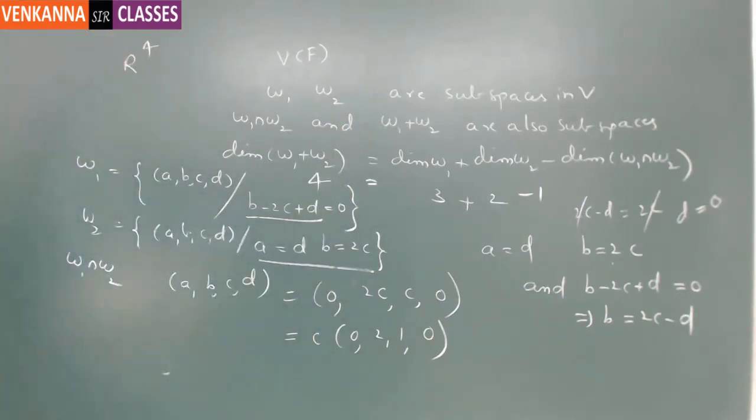So dimension of W1 plus W2 is equal to dimension of W1 plus dimension of W2 minus dimension of the intersection. So please take a note of that. So in this way we solve the problems by simply finding the linear combination using the given condition, right? So if you are clear, I will take the other model.